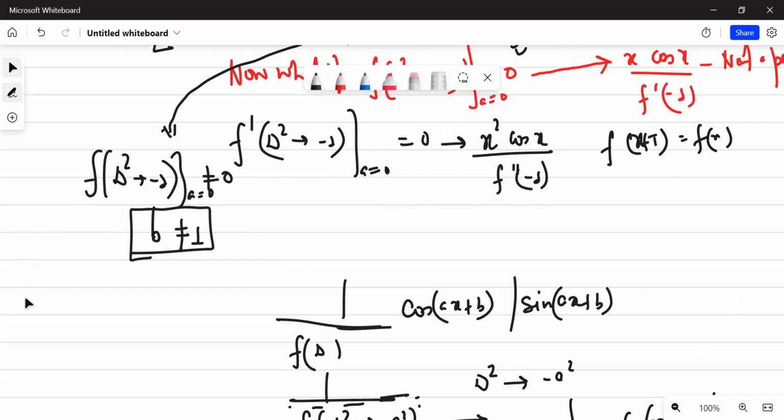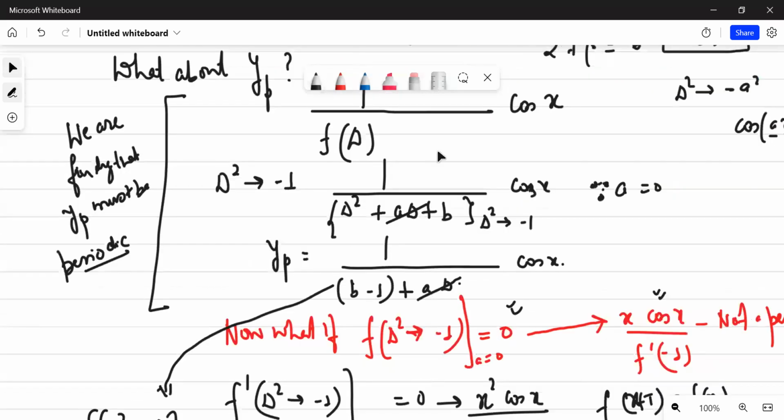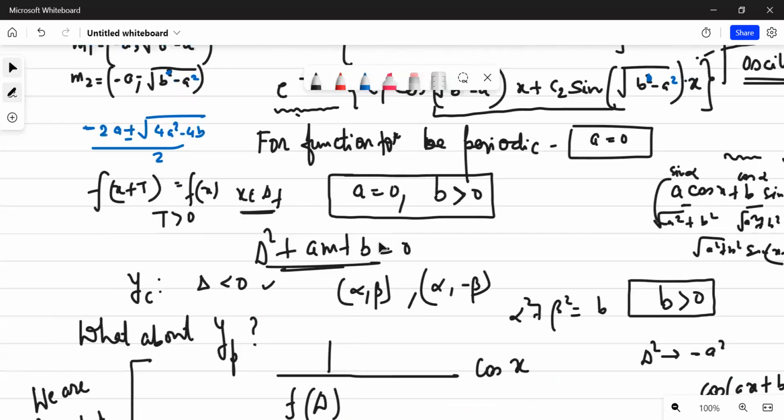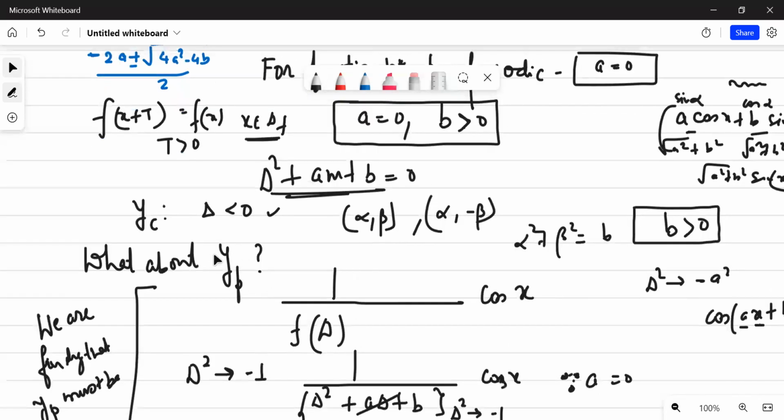So here it is. What I did was, I knew that my complementary function will be periodic if a is equal to 0 and b is greater than 0. So we need to keep this in mind. Now I'm finding the particular integral.